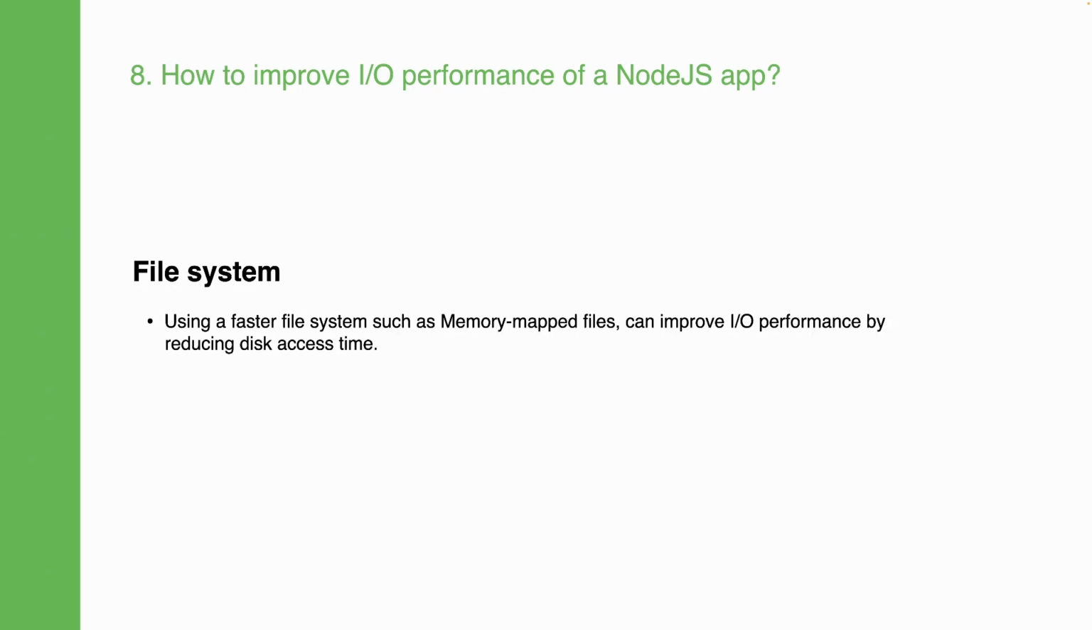Another technique is using a faster file system, such as memory-mapped files, which can improve I/O performance by reducing disk access time. By mapping files directly into memory, you minimize the latency associated with traditional disk I/O operations.